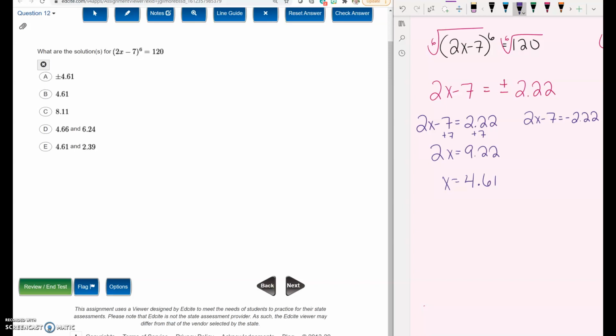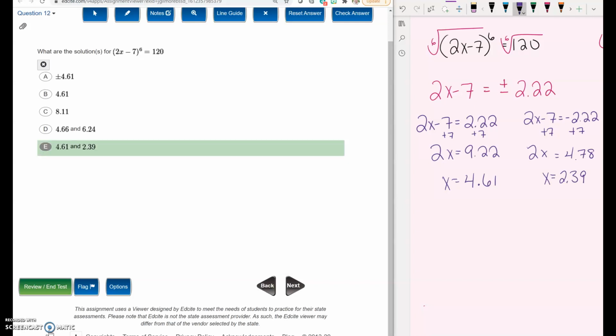And if you know quite a bit about negatives and how this all works, it's probably not going to be negative 4.61. So you could probably at this point already assume that it's going to be 4.61 and 2.39. But let's finish solving just to be sure. Negative 2.22 plus 7 is 4.78. So we have 2x equals 4.78. We take that divided by 2, and we get 2.39. So our answer is 4.61 and 2.39.